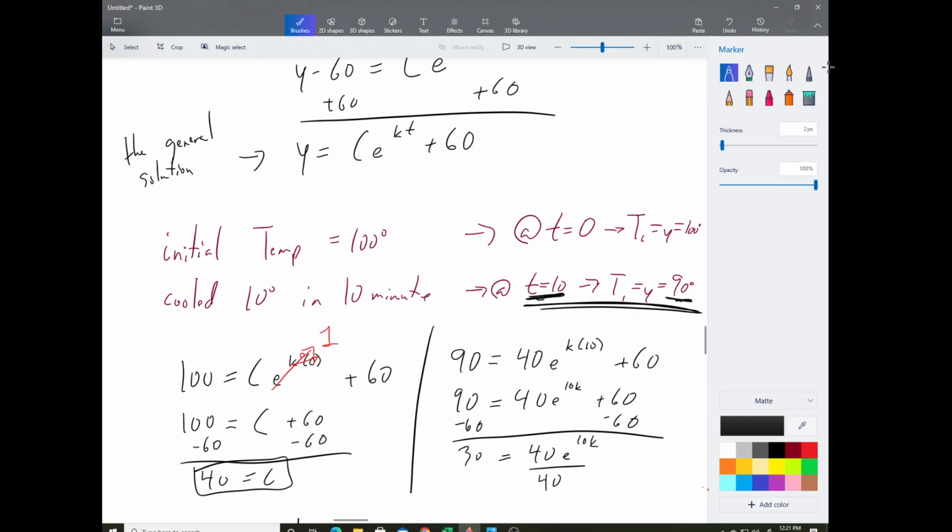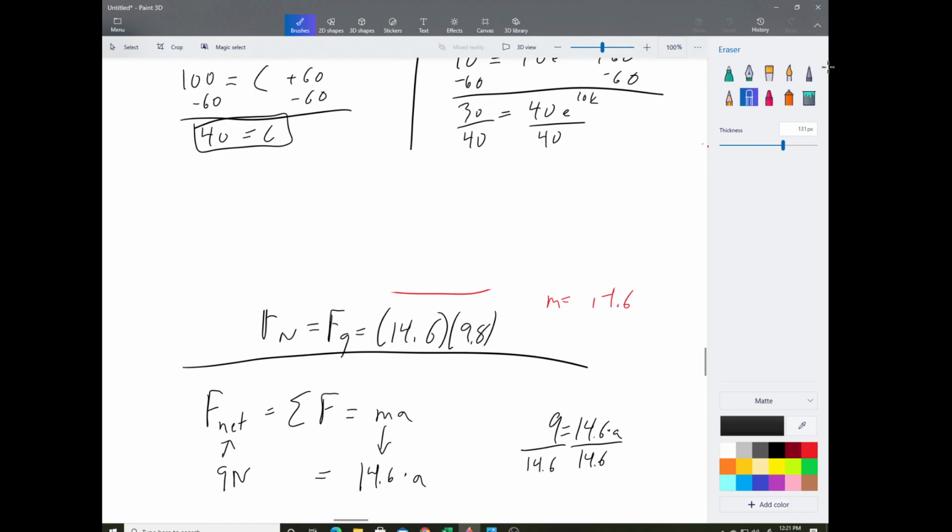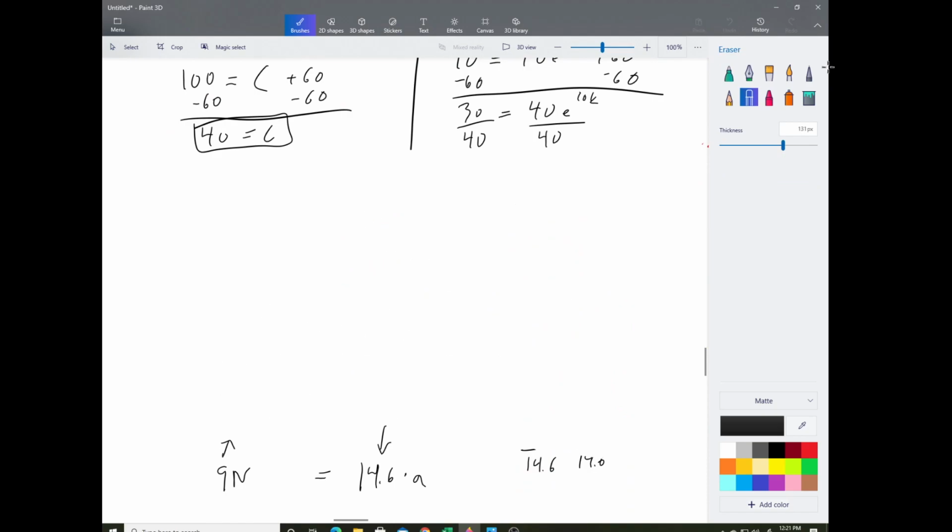Divide by 40 because you can't break into the e value until we have that. And I believe I've got some stuff here to erase for my last class. Sorry about that. Thought I erased enough of the screen for you.